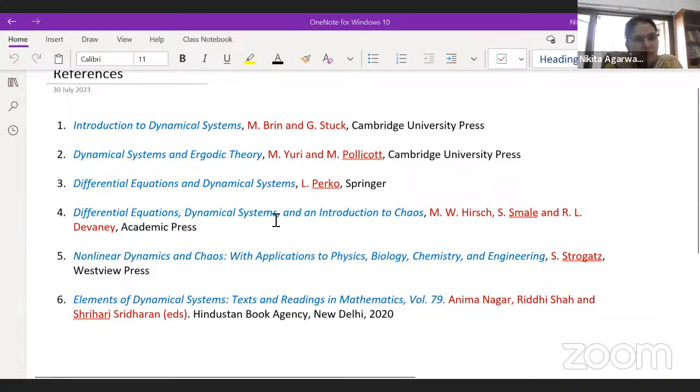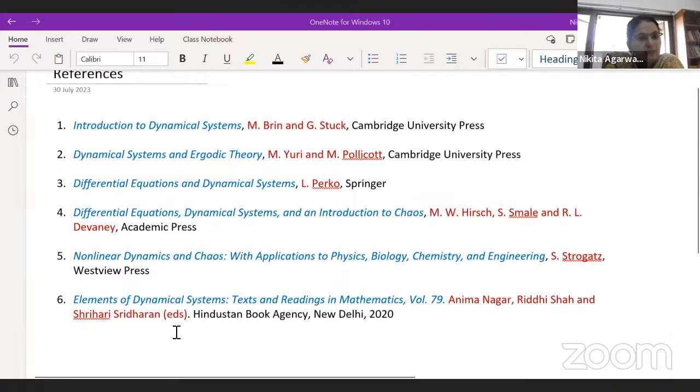Then there is a very nice book on differential equations, dynamical systems, and an introduction to chaos. If you want to also look at the physical aspects, also the fifth book, which is by Steven Strogatz. So these two books, fourth and fifth, will have some applications. So if you are interested in physical applications of dynamical systems, you can look at these two books.